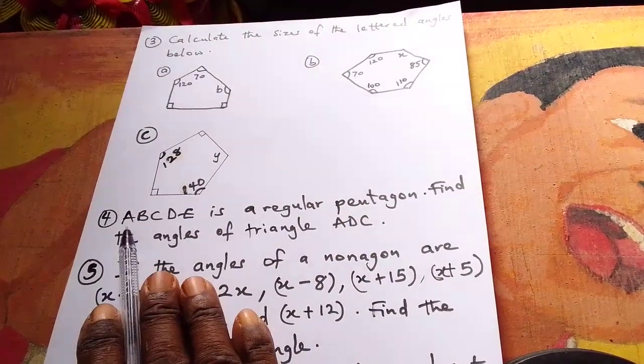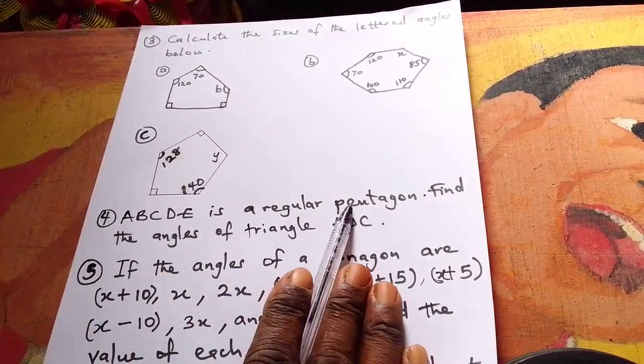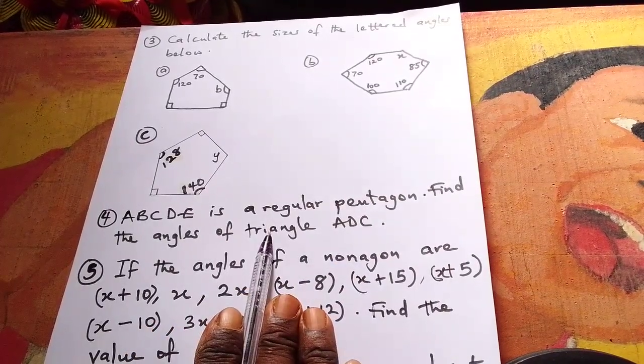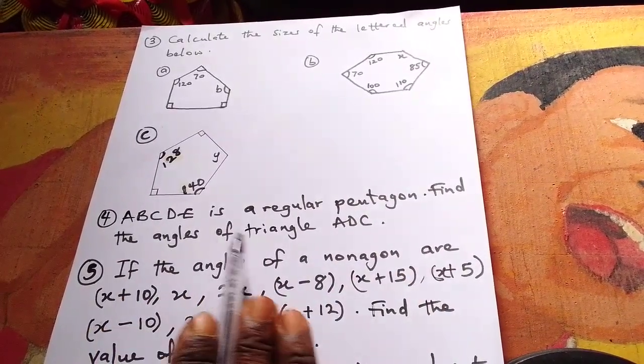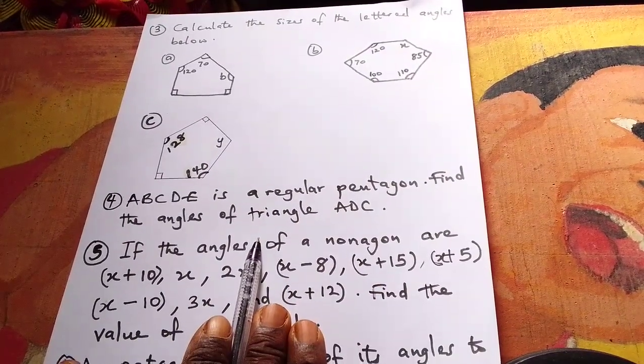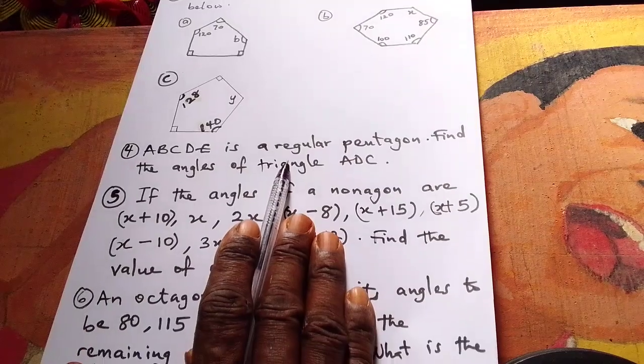Number 4, ABCDE is a regular pentagon. Find the angles of triangle ADC. You have to look for the angles in the triangle ADC.